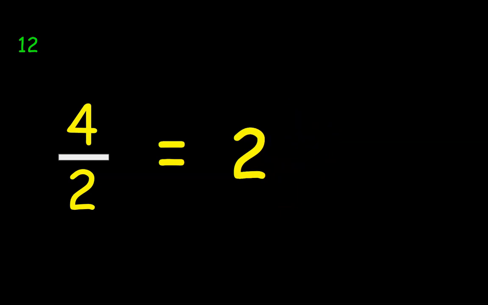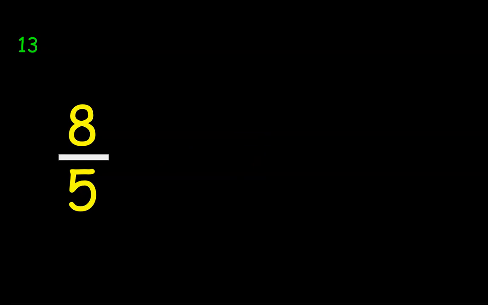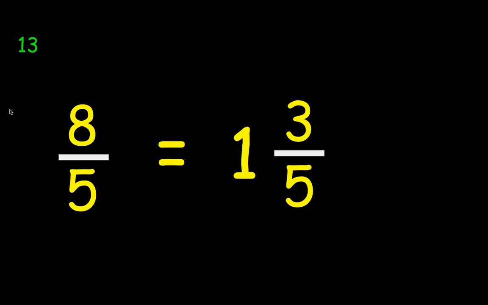Number 13, pause, continue when ready. Dealing with fifths, the pizzas have been cut into 5 equal pieces called fifths. How many pizzas can I make if I have 8 fifths? And the answer is 1, which will use up 5 of those and leave me with 3 fifths.